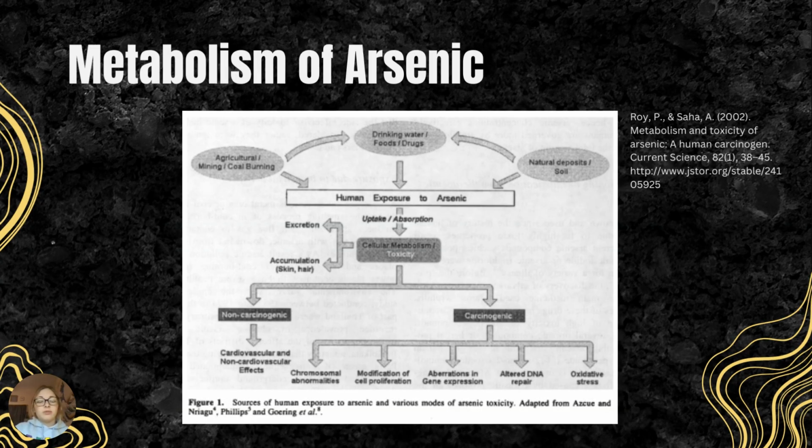So this is a figure from a review article about the metabolism of arsenic. The beginning 3 circles show how us humans are exposed to arsenic, which is through drinking water, food, drugs, natural deposits of soil, or agriculture, mining, and coal burning. As we absorb the arsenic, our cells metabolize it, and we will either excrete it or accumulate it, which is either accumulated in our skin, hair, and nails.